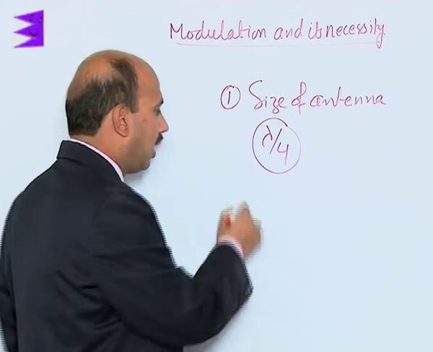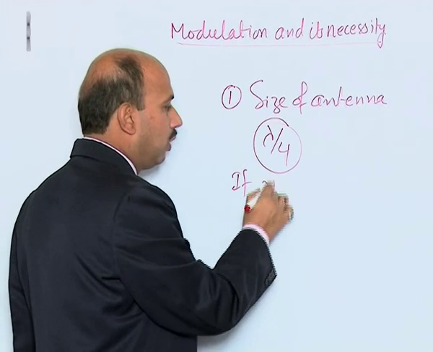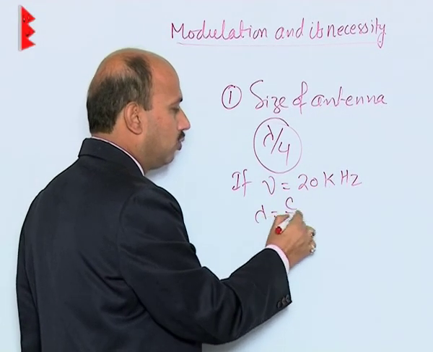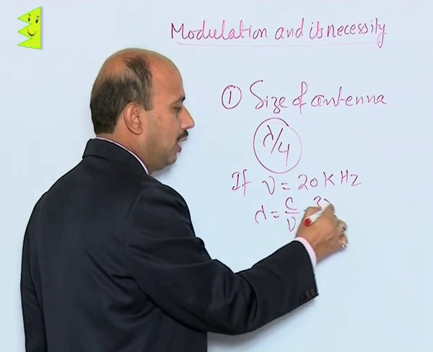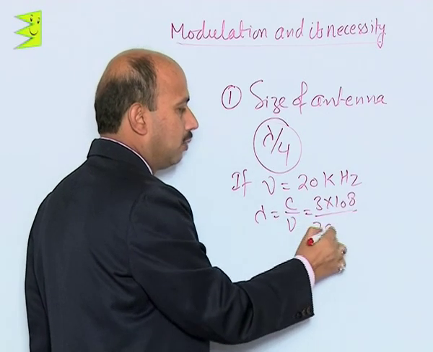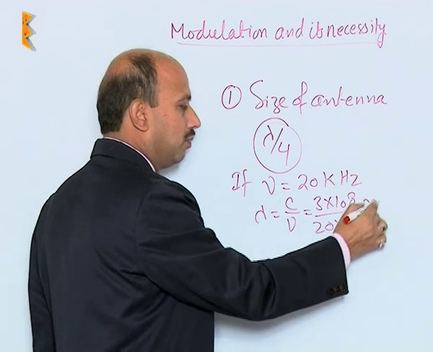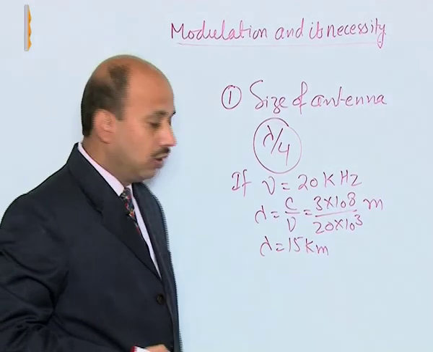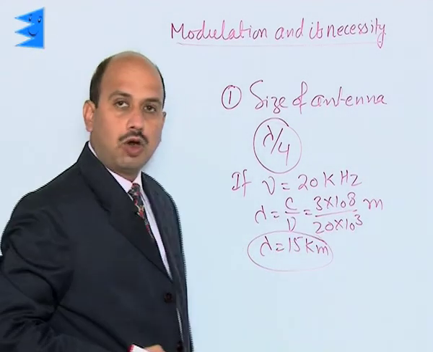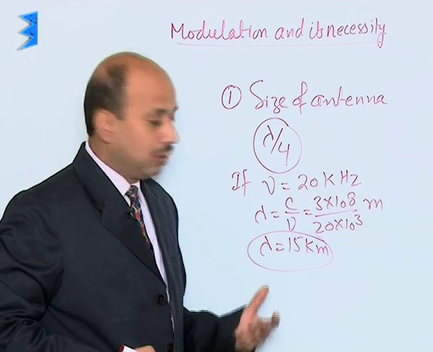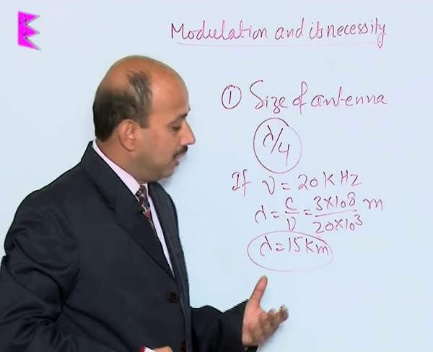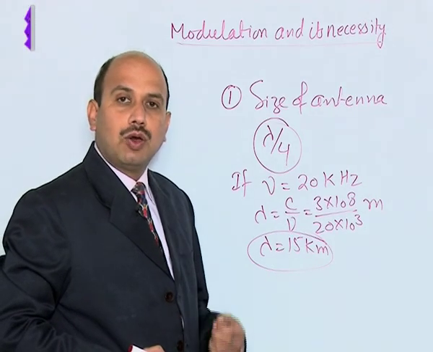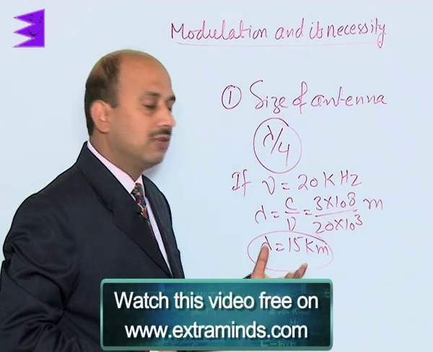Now see, if you take an example, if the frequency is 20 kilohertz, then you can calculate the wavelength, lambda is equal to c upon nu, which is 3 into 10 raised to power 8 divided by 20 into 10 raised to power 3 meter. When you solve it, you will get around 15 kilometer. Now, 1/4 of this comes around 3 kilometer, and an antenna of 3 kilometer is very difficult to construct. That is why we cannot transmit a low frequency signal using this antenna.